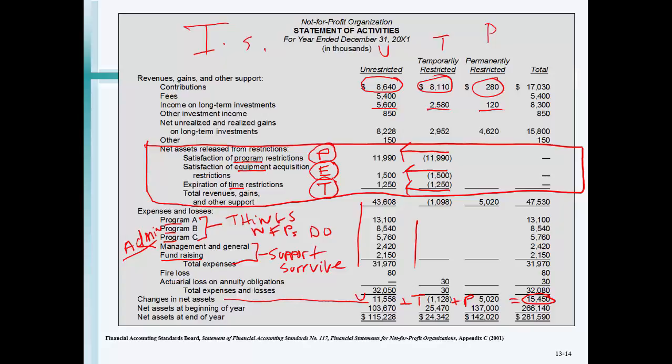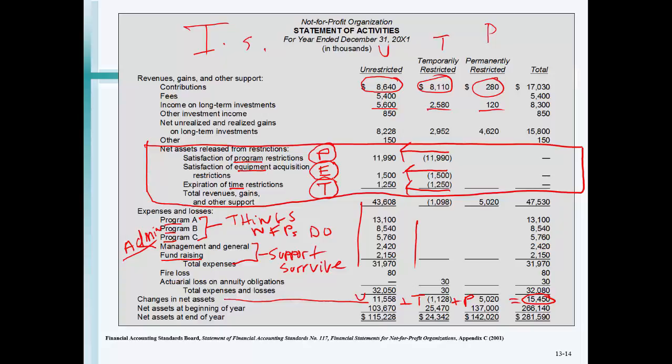So we have another mnemonic here which will help us remember how you satisfy the restriction: program, equipment acquisition, time, PET, right? So put your pet in a not-for-profit organization, Save the Canines. You put the money into the not-for-profit, you help your pets either through program, equipment acquisition, or time, right? And then as we've said, all expenses are by definition in the unrestricted column. Expenses are automatically unrestricted.